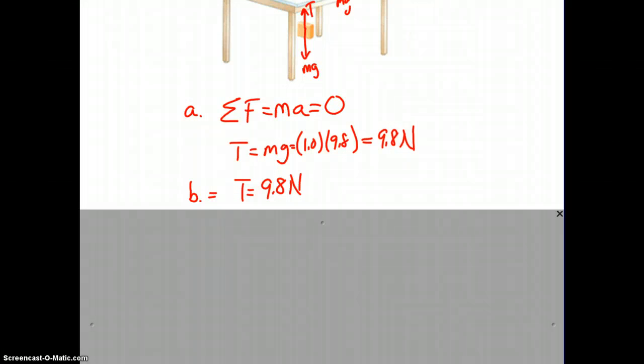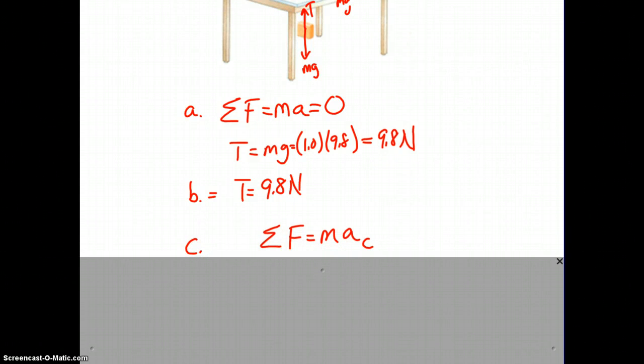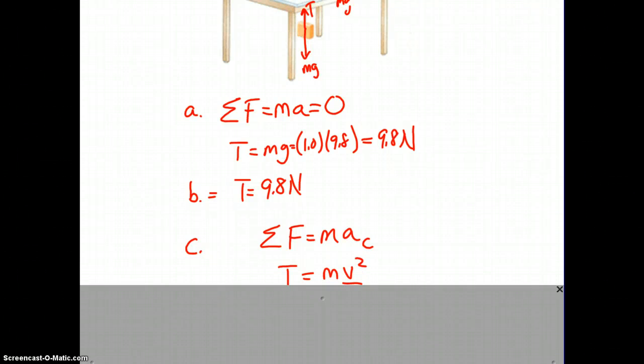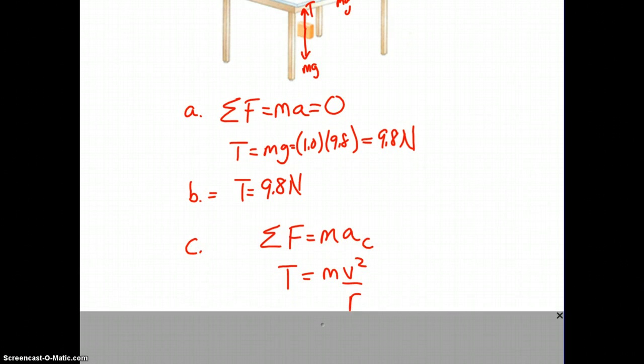C, what is the speed of the puck? This tension is what causes the mass, the puck itself, to centripetally accelerate. So we set up Newton's second law for the puck, sigma F equals ma. Is the puck accelerating? Yes, because it's traveling in a circle. So we put the subscript c on our a. The tension is what causes the mass to centripetally accelerate, which is equal to v squared over r.